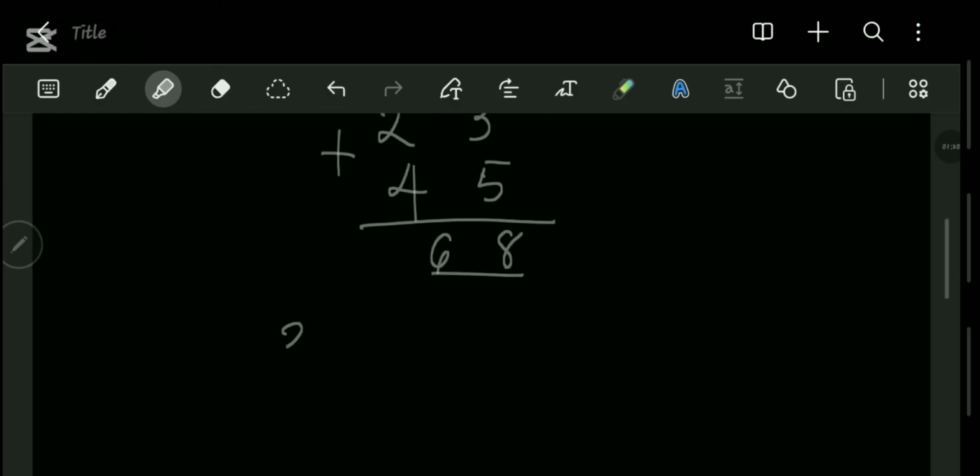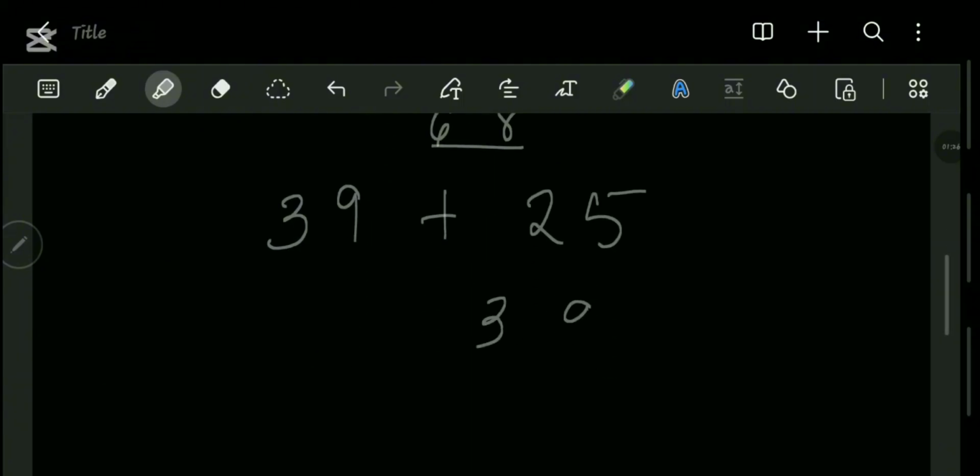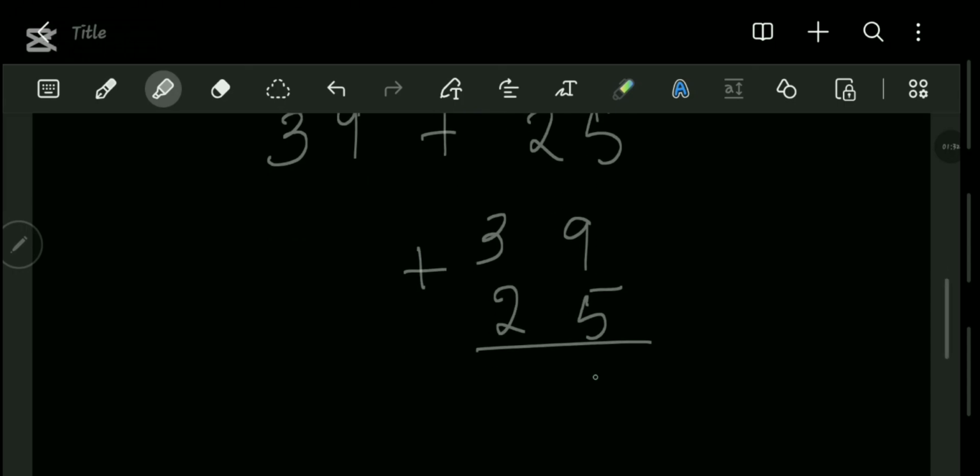Another example, if we have 39 plus 25, we arrange them properly, 39 and 25. And then 9 plus 5 is 14. We can't write the whole 14. We say we write 4, right? And we keep 1, right? And then we have 3 plus 2 is 5, plus the remainder we're carrying, that's 6. And we have this as our answer.